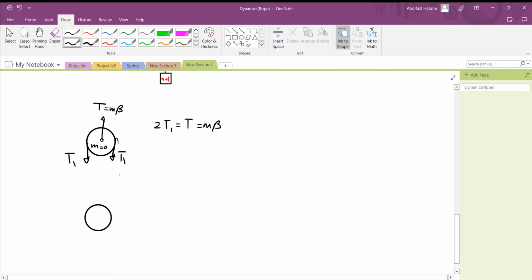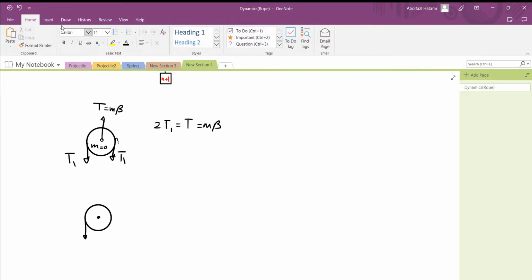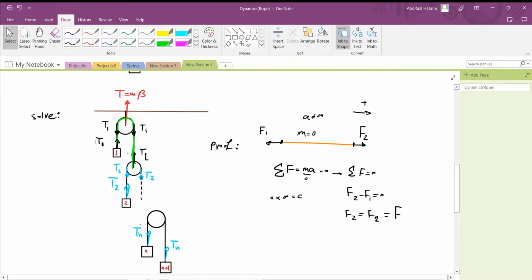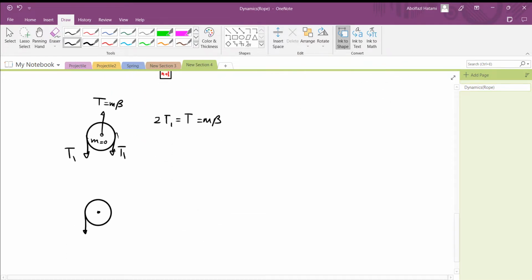For the kth pulley, what should we write? We can write that here, for the kth pulley. Here we have Tk, again here we have Tk, and Tk minus 1 upward. So 2Tk is equal to Tk minus 1, and also 2T, for example, 2 is T1, and so on.